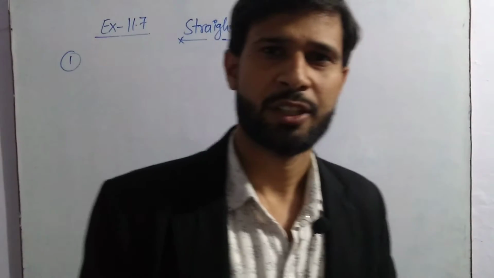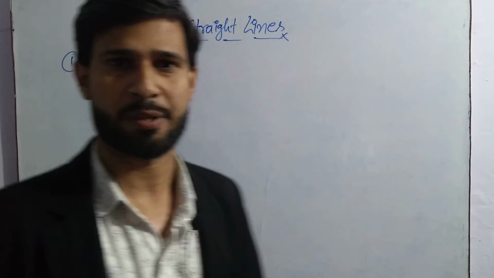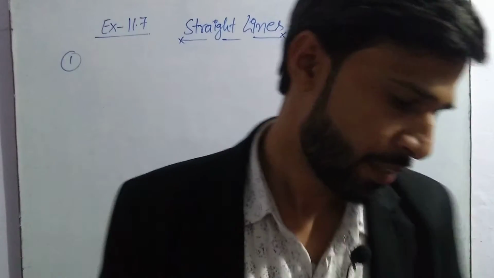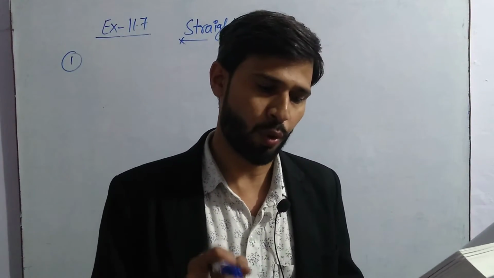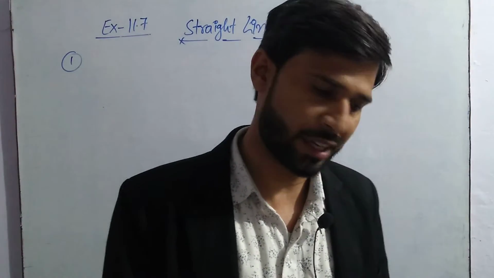Good morning, class. Today we are discussing the chapter on straight lines and exercise 11.7. Question number 1: write the equation of the line through the origin and parallel to the line 4x minus 7y plus 13 is equal to 0.